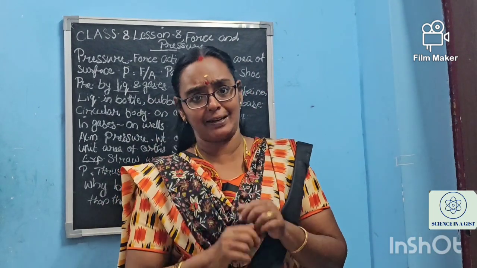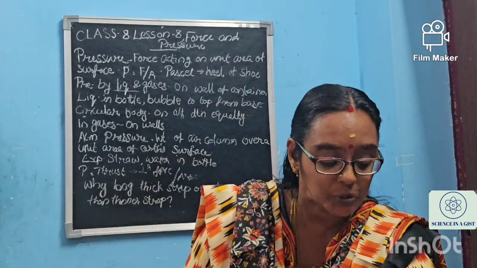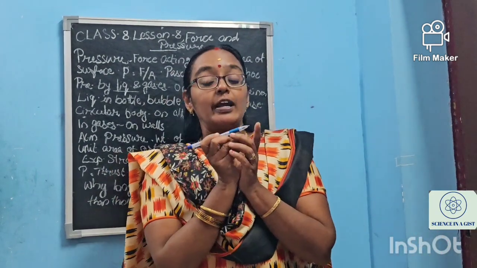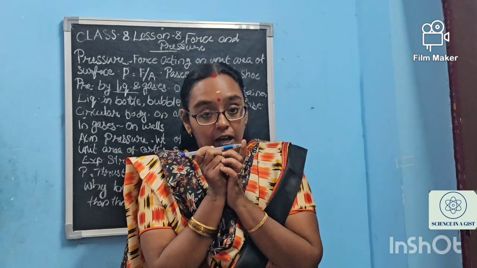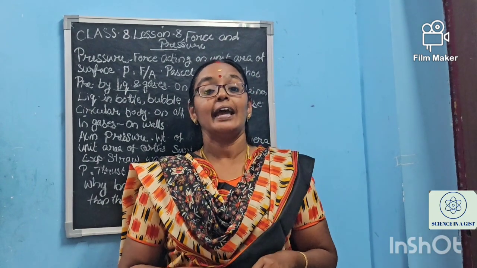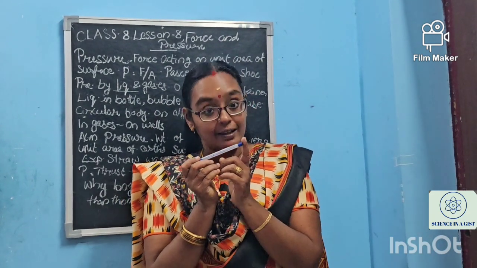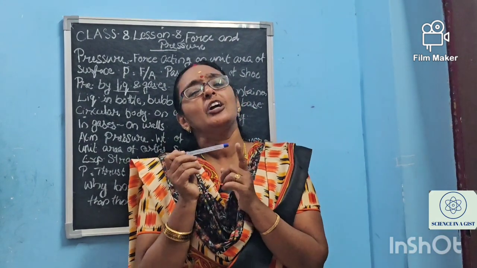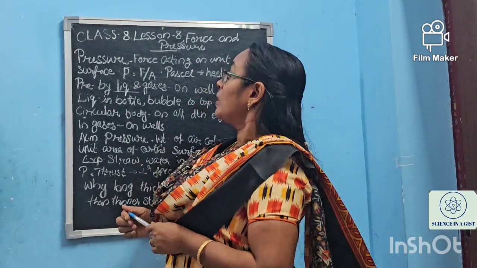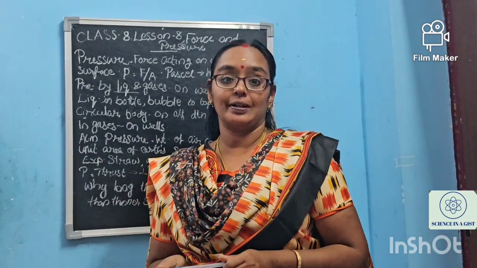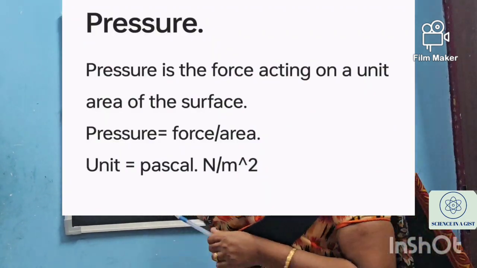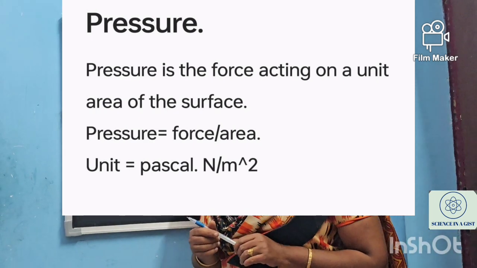In the case of a pen or pencil, if we are kicked by this end of the pen, what happened? You will be having much more pain, and if you are kicked by this part, the pain will be very less. This is what pressure is. Now I think it is easy for you to understand. So force acting on unit area of the surface is pressure.